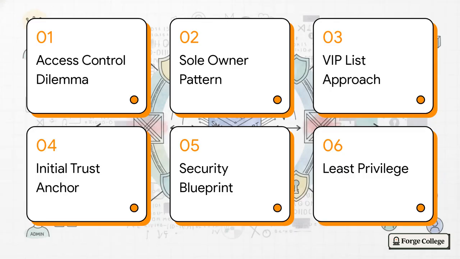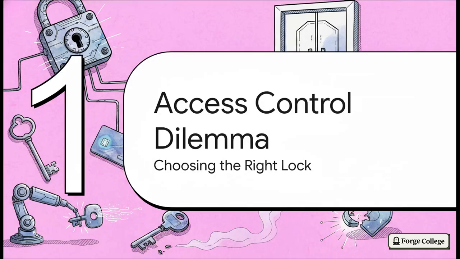So, here is our blueprint for today. We'll be looking at the access control dilemma, the sole owner pattern, the VIP list approach, the initial trust anchor, choosing your security blueprint, and finally, applying least privilege. Let's jump right in. Section 1.